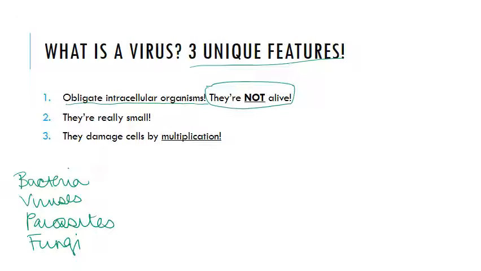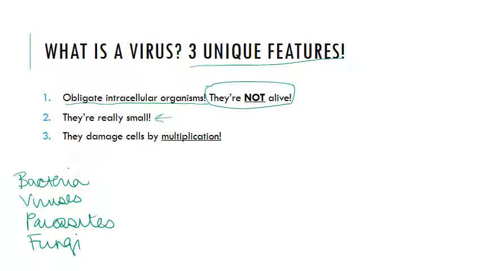The second important thing to note about viruses, they're really, really small. What does this mean? Well, viruses were originally referred to as filterable agents. That basically means that filters that were designed to catch other microorganisms didn't catch viruses. So that should tell you something about their size. Other than that, it's pretty self-explanatory.